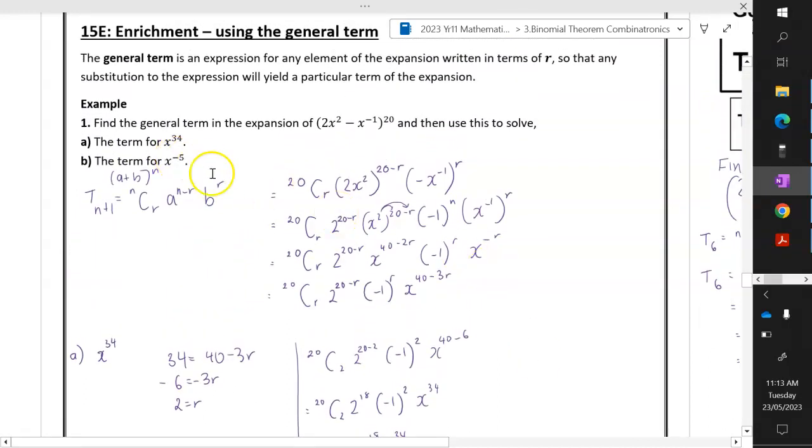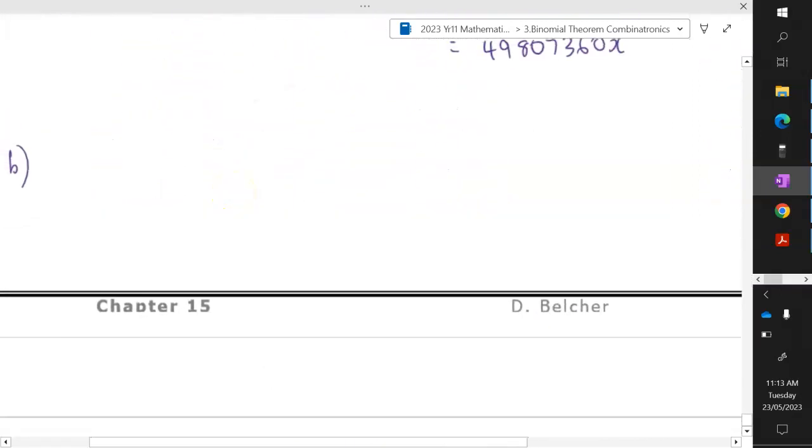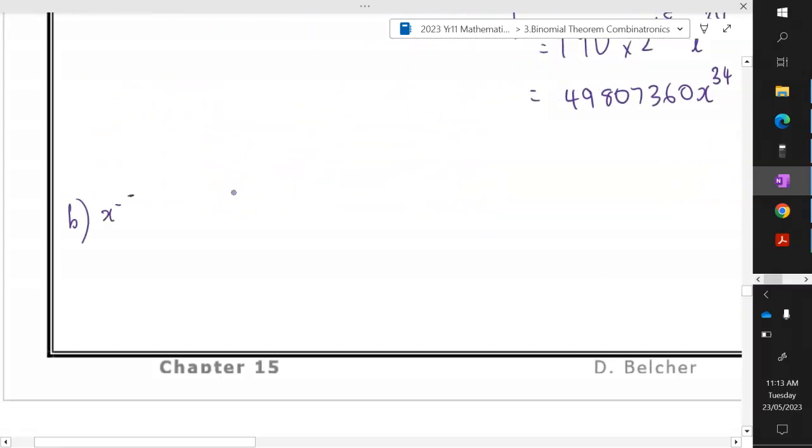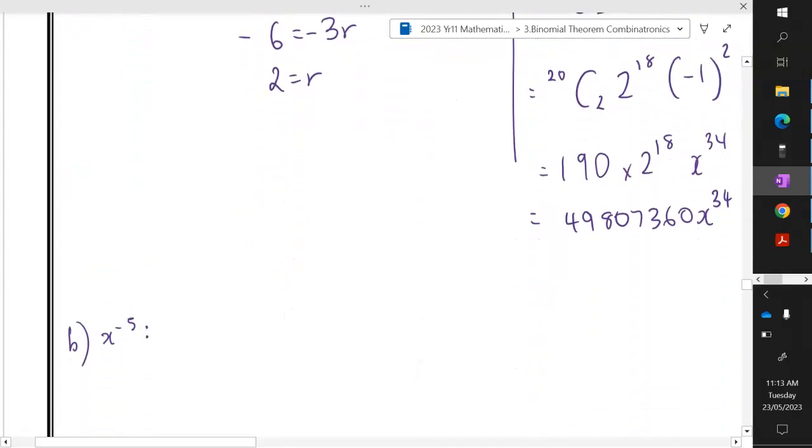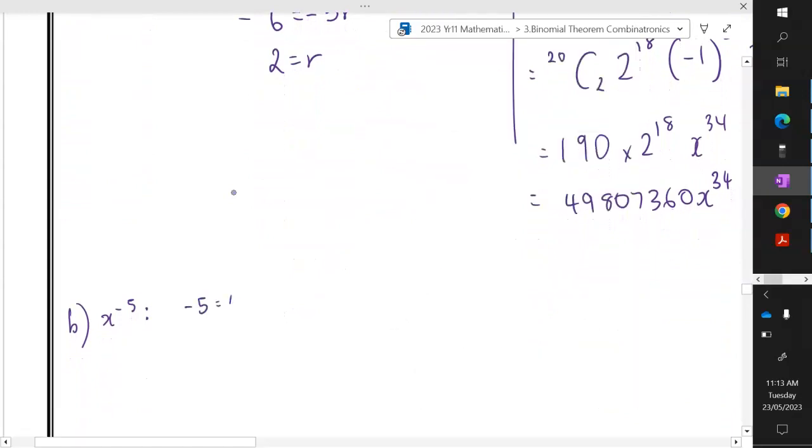We want to find the term for x to the minus 5. So similar to what we did before, we need to equate coefficients like we did above. We want to have 40 minus 3r be equal to minus 5. Minus 5 plus 40, we're going to add 40 to both sides. We're going to end up with 35 equal to minus 3r. That was a very silly mistake on my behalf. I'm going to be taking 40 from both sides, not adding it. Minus 45 is going to equal minus 3r. That looks better. 15 is going to be equal to r in this case.